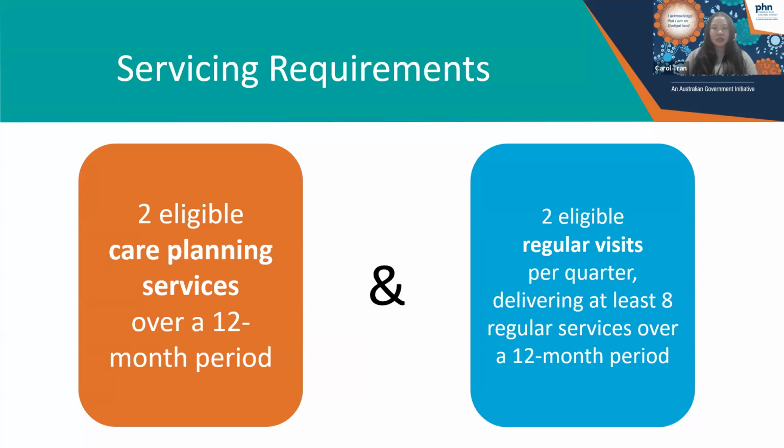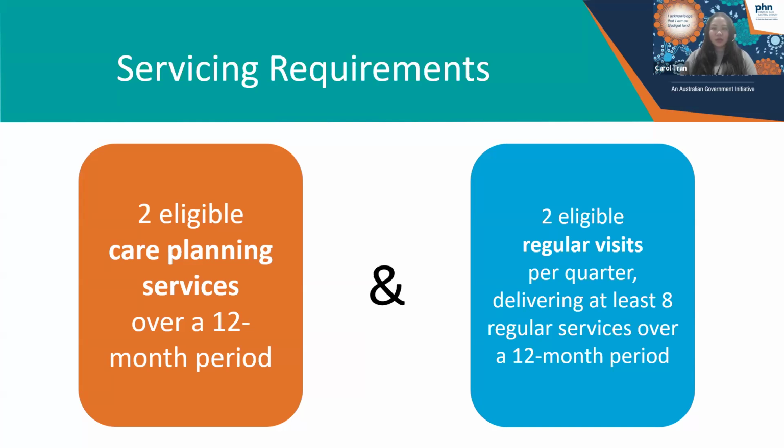In addition to this, they also need to provide 2 eligible regular visits per quarter, each in a separate calendar month, and delivering at least 8 regular services over the 12-month period. For the 2 visits per quarter, it's good to keep in mind that at least one of the regular visits must be provided by the responsible provider.